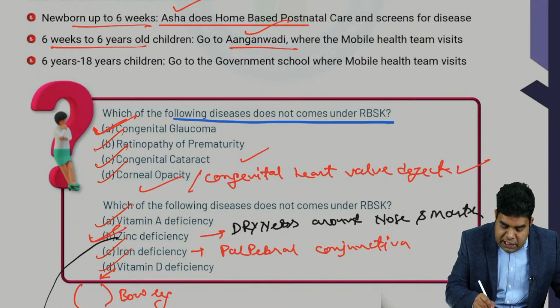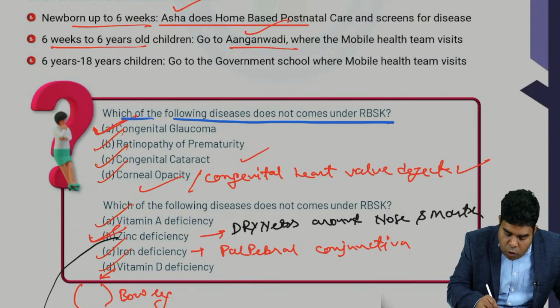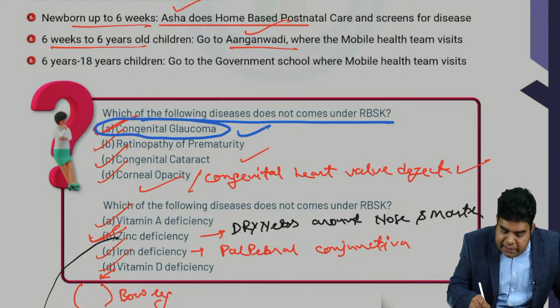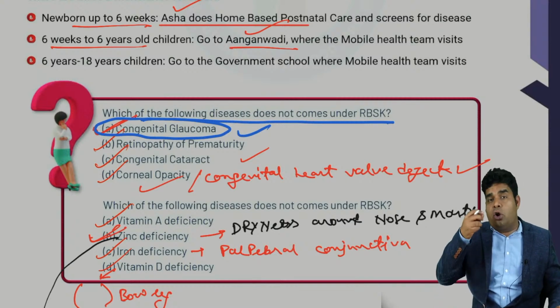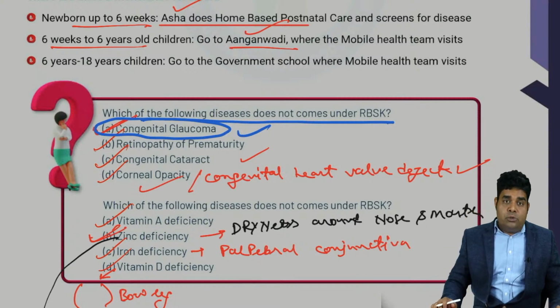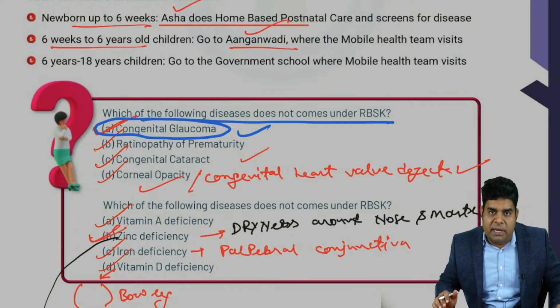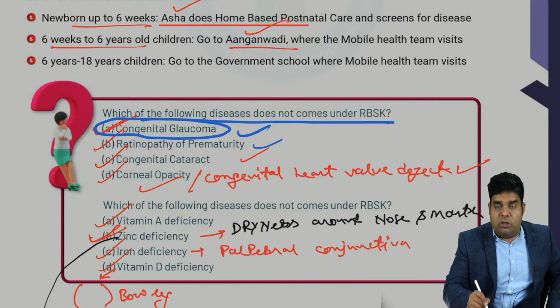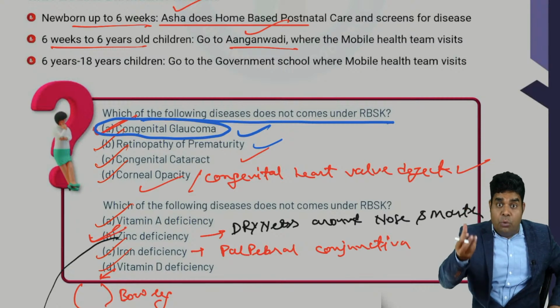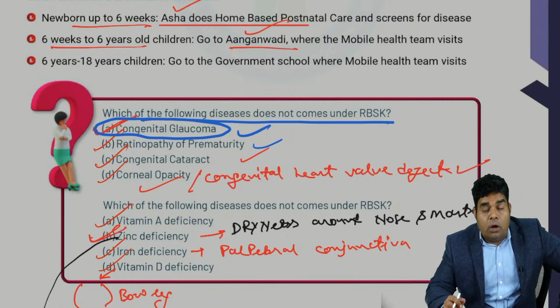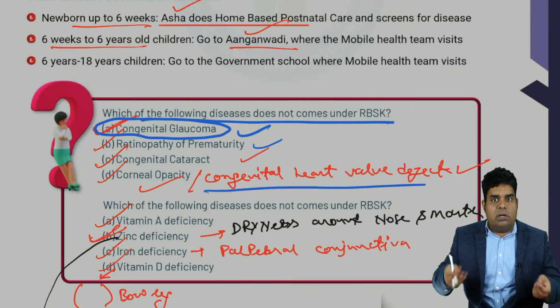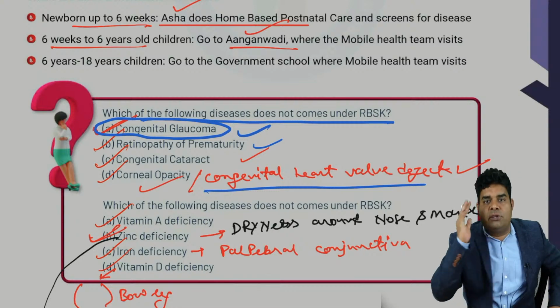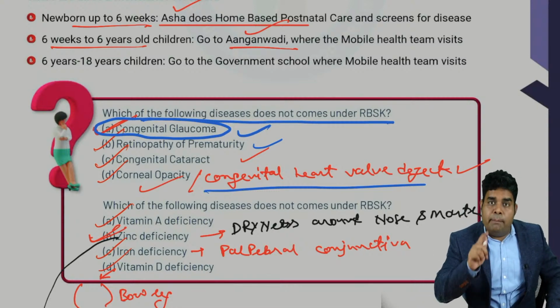So, out of these 4, congenital glaucoma can only be detected by using a goniometer or optic nerve thickness measurement. So, glaucoma does not come under RBSK, but retinopathy of prematurity, in which the eye bulges out, comes under it. Congenital cataract also comes under it, and congenital heart wall defect also comes under it. Government expects that Ayush doctor will find the heart wall defect with a stethoscope. So these all come, but glaucoma does not come.